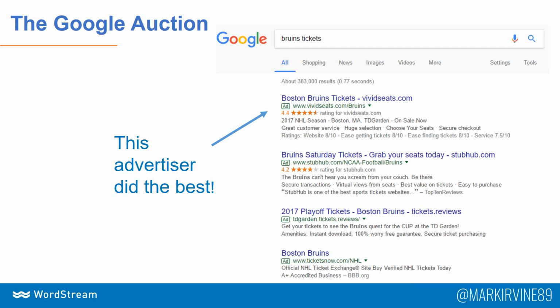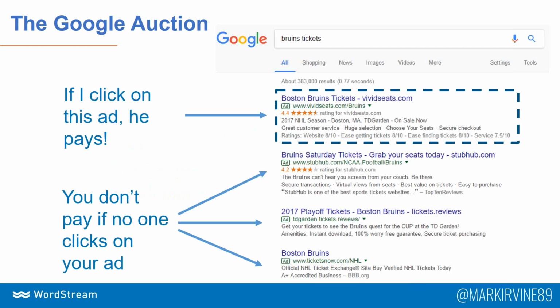So vividseats.com did the very best for this particular search, and now they're at the very top spot of the SERP. Immediately below them is their second place winner, StubHub.com. TD Garden got the third best. Ticketsnow.com got the fourth best. So Google literally ranks people based off of how well they did in the auction and gives them the best spots accordingly.